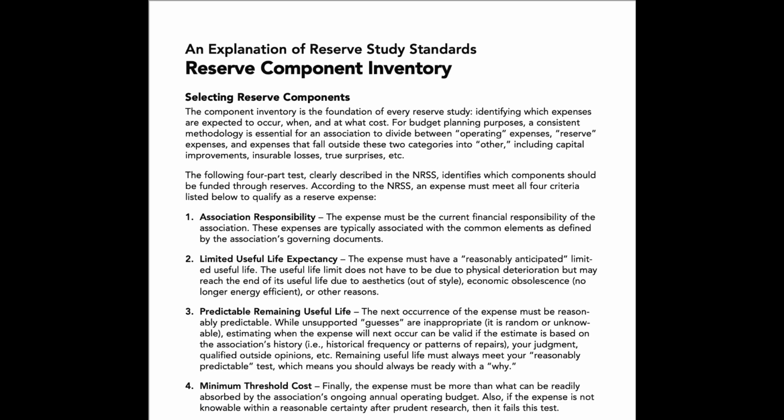Once again, let's take a look at what the NRSS guidelines have to say about the component inventory and, more specifically, what should be included. To help in determining what components should be included, the NRSS has come up with a simple four-part test. Number 1, the expense must be the association's responsibility. Number 2, the expense must have a reasonably anticipated useful life. Number 3, the next occurrence of the expense must be reasonably predictable. And number 4, the expense must be more than what can be readily absorbed by the association's operating budget.